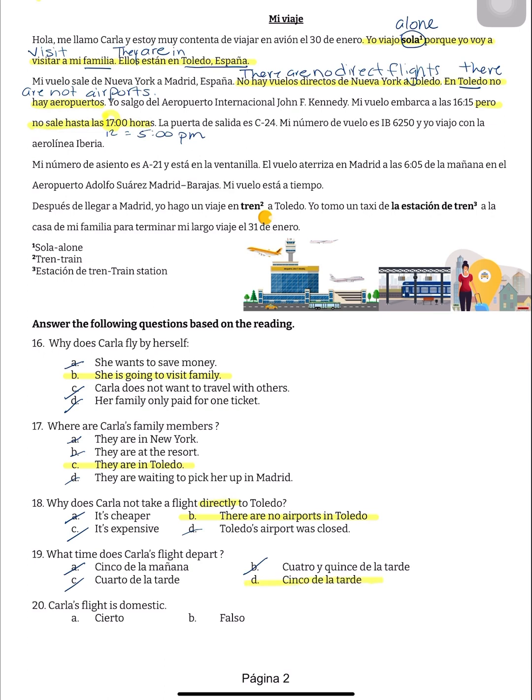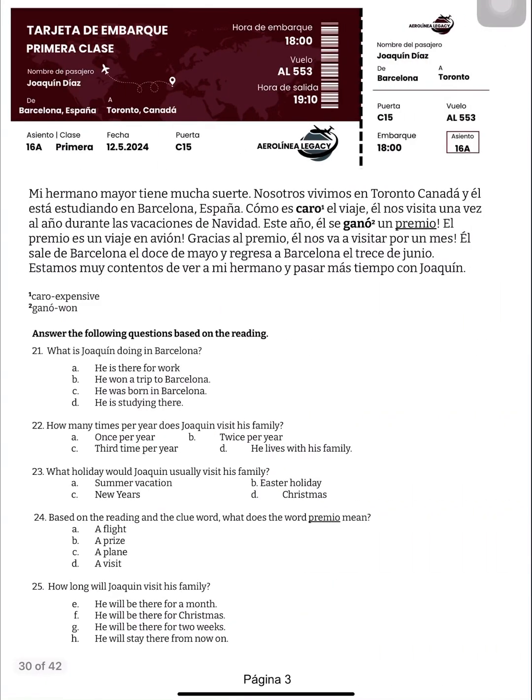Carla's flight is domestic. Is that true or false? Well, she's flying to Toledo, España, right here. And we all know that España is not in the United States. It also tells us that she's traveling from an international airport right here. So that makes my answer false. Okay. Let's go on to the next one.